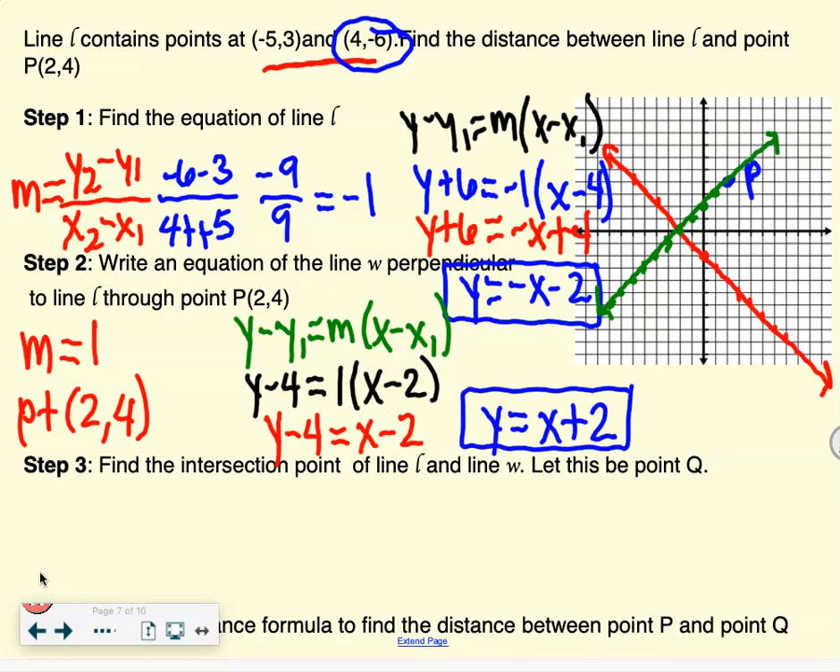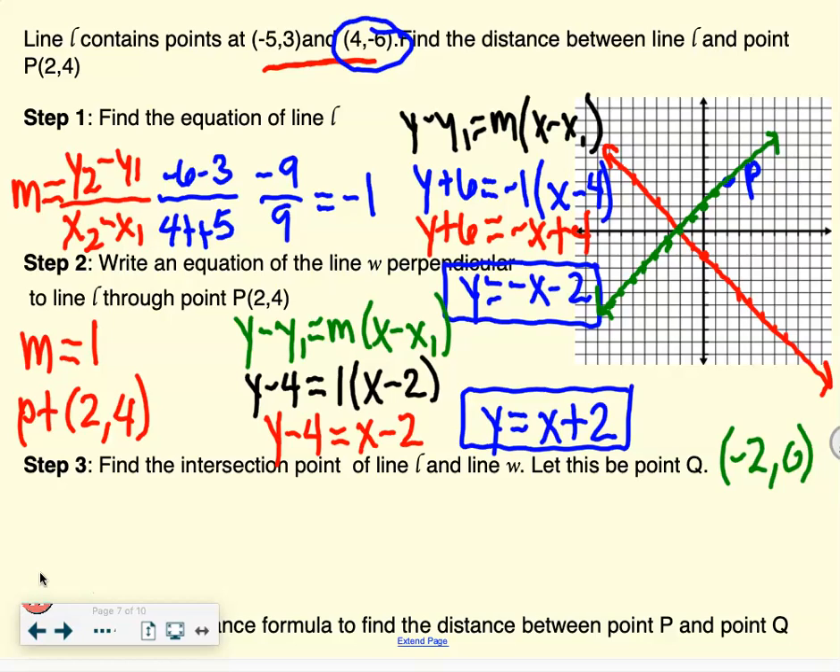What is this called? Line W. No, like what equation did we just do? Like that equation? Point slope form. Yeah, that's point slope form. Okay, so what is our intersection point? -2, 0. Okay, so this one worked out nice.